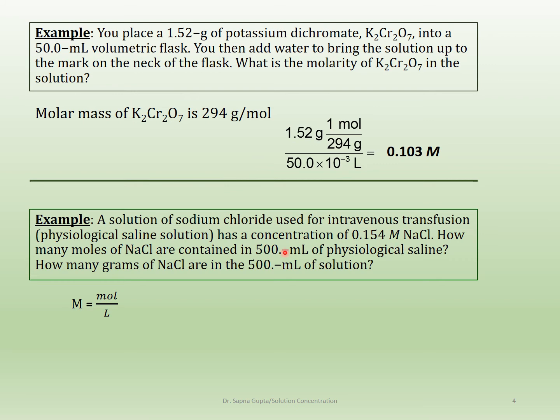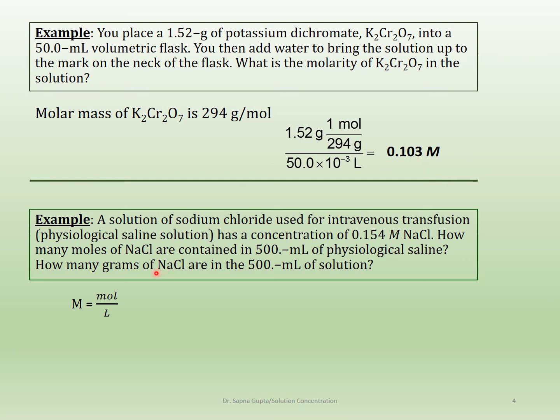The next calculation we have is: a solution of sodium chloride used for intravenous transfusion has a concentration of 0.154 molar NaCl. How many moles of NaCl are in 500 milliliters of the saline solution? And then how many grams are also in that solution? So you're supposed to calculate the moles and also the grams. In the first problem that we solved, we had grams and the volume given to us, and we were supposed to calculate molarity. Now we are given molarity and we are going to be calculating grams.